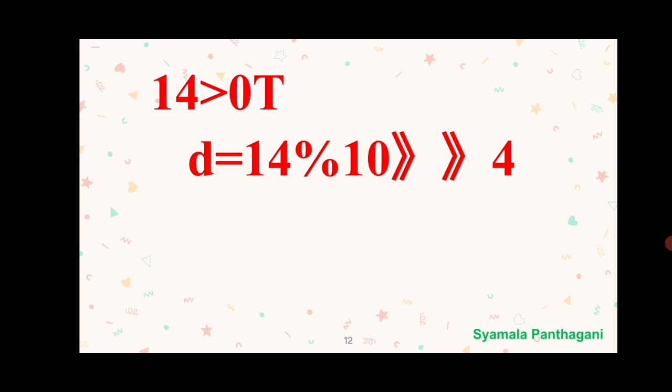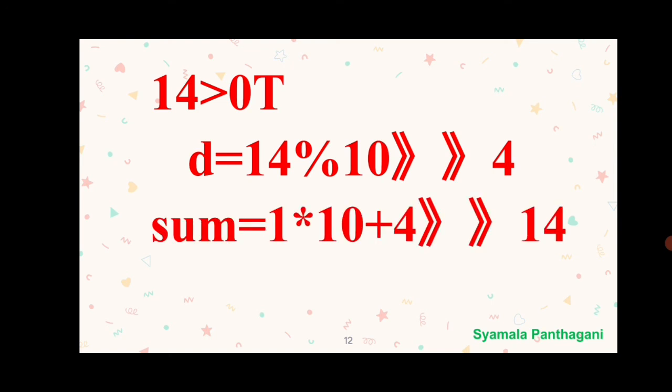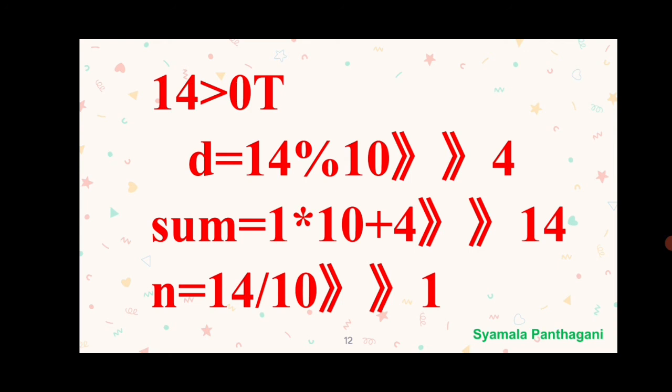Now the condition n > 0, that is 14 > 0, is true. Now it comes into the body, d = 14 mod 10, that is the remainder 4. That's why d = 4. Now sum is equal to, in the last iteration the value of sum is 1, so 1 into 10 plus 4. 1 tens are 10 plus 4, that is 14. Now n = n / 10, 14 by 10, here the quotient is 1. The final value of sum is 14 and the final value of n is 1.